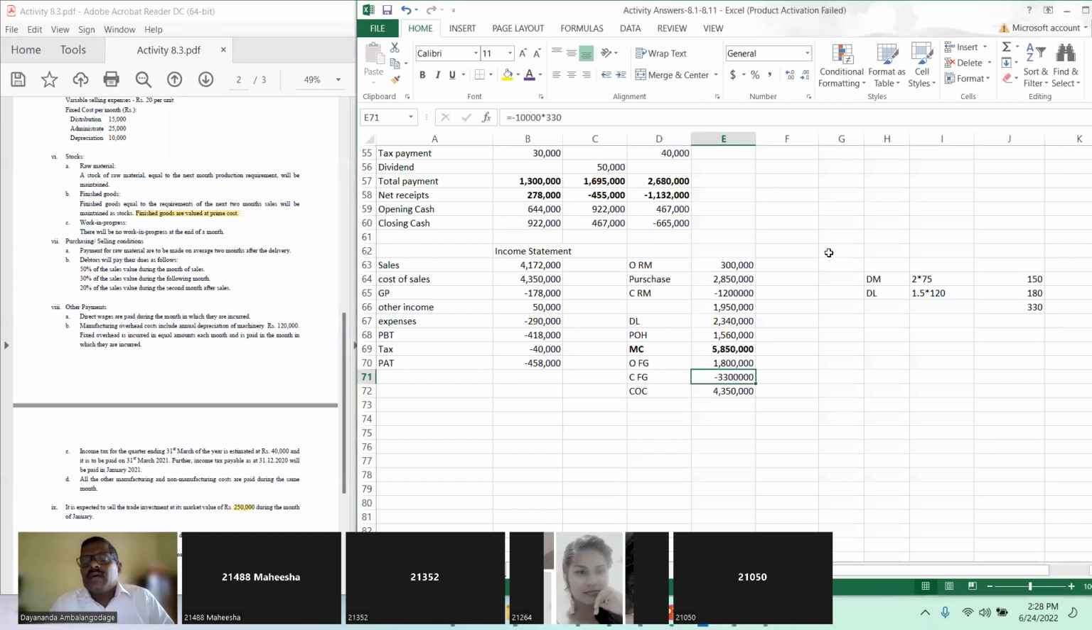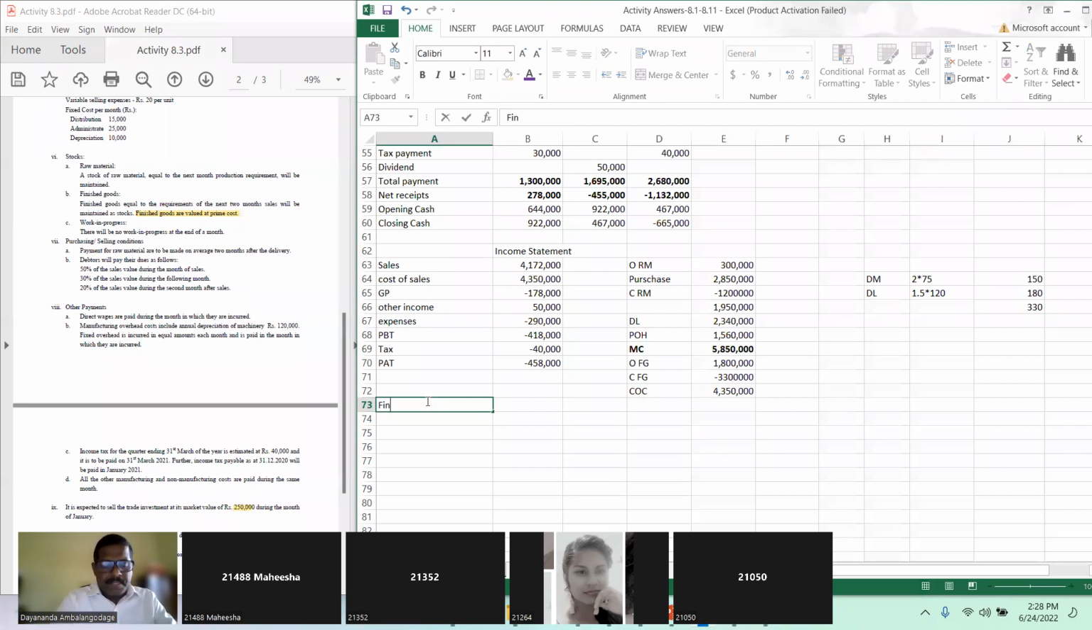Right, good. Otherwise, if the question is silent about valuing finished goods, you can divide this manufacturing cost by the number of units you produce during the 3 months, and proportionately calculate the closing stock value. I think with this, this is the income statement, and we have to prepare the balance sheet now.